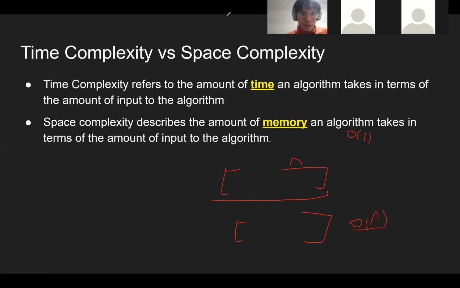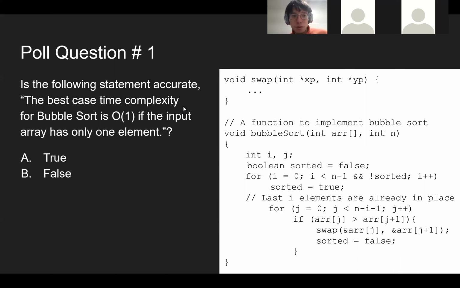So hopefully that kind of makes sense. And okay, so now we'll go to a poll question. Question number 1. The best time complexity for bubble sort is O of 1 if the input array has only 1 element. Is that true or false? So if you're watching online, you can pause and try and answer, but if you're here, you can also try and figure it out. Maybe put an answer in the chat if you want.